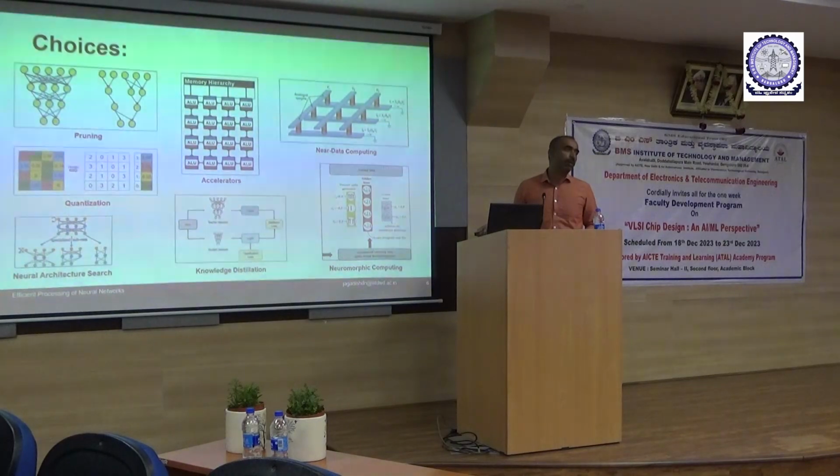The other is, why do I want to always represent my data in 32-bit? Why should it be floating point? I can just reduce it. Maybe instead of 32-bit, I can use only 4 bits or 5 bits or 8 bits. If I do that, the memory size is going to reduce. So it's an advantage.